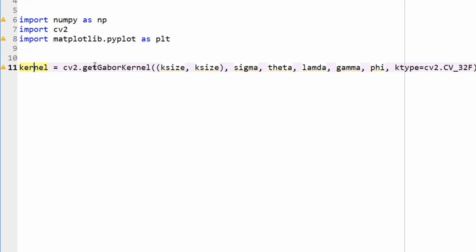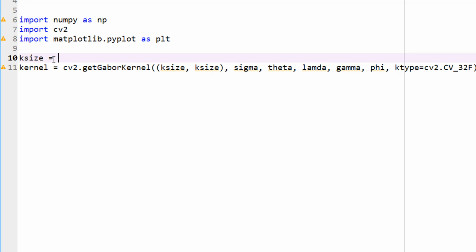Now we can see the entire kernel. So let me repeat this. I'm calling getGaborKernel from cv2, and the first parameter defines the size. The second ones are sigma, theta, lambda, gamma, and phi, which we'll define in a minute. And ktype is what type of kernel values. So in this example, it would be 32 float. So now let's go ahead and define them one by one.